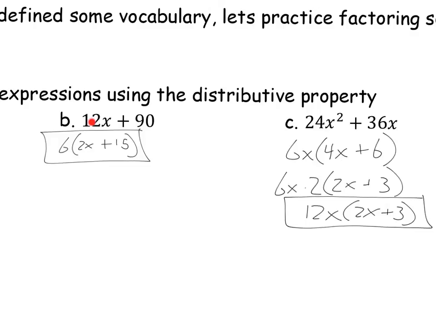Okay, so I looked at this and I saw, you know what, I think a 3 can go into both of these, but I also saw that a 6 can go into both of these, so I took a 6 out. When you take a 6 out, you're left with 2x plus 15, and there's nothing else that you can factor out of both of those terms using distributive property, so I'm done.